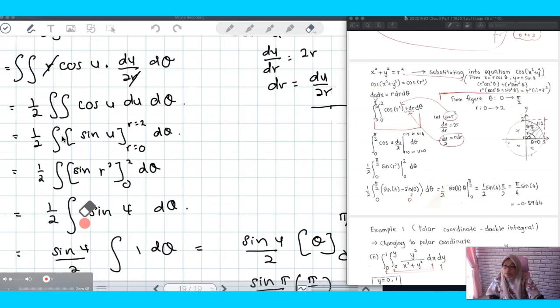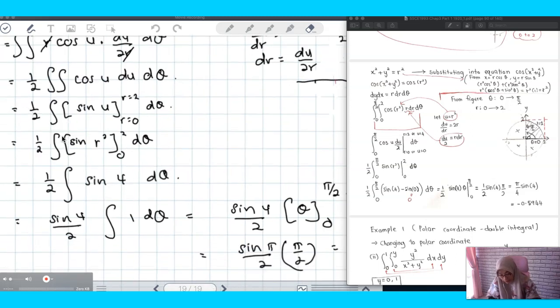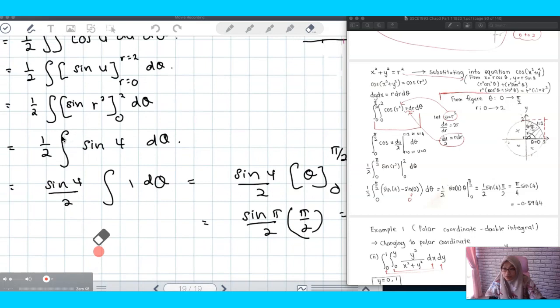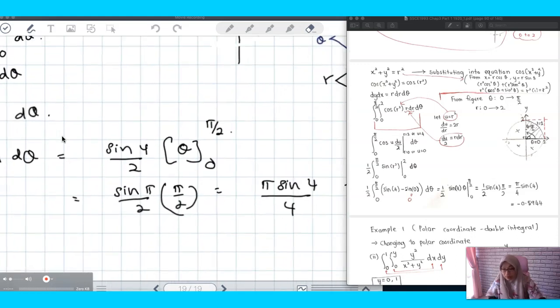Integrating cos will give you sin u, but remember your limit given only belongs to r, so you replace back u as r squared, and then you substitute r is 2, so you have sin 4 minus sin 0, which is 0. So sin 4 is just a number. We can take it out for a while, and we have to evaluate later on. So you have sin 4 over 2, and integrate 1 d theta, which will give you theta, and substitute the limit of theta 0 to pi over 2.